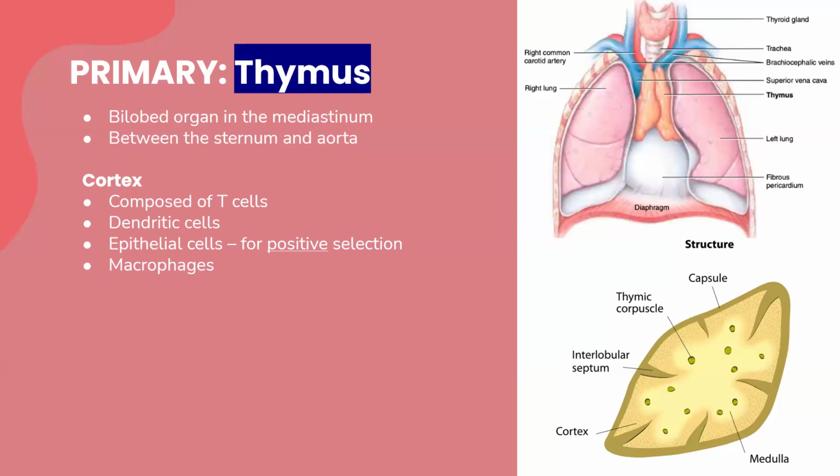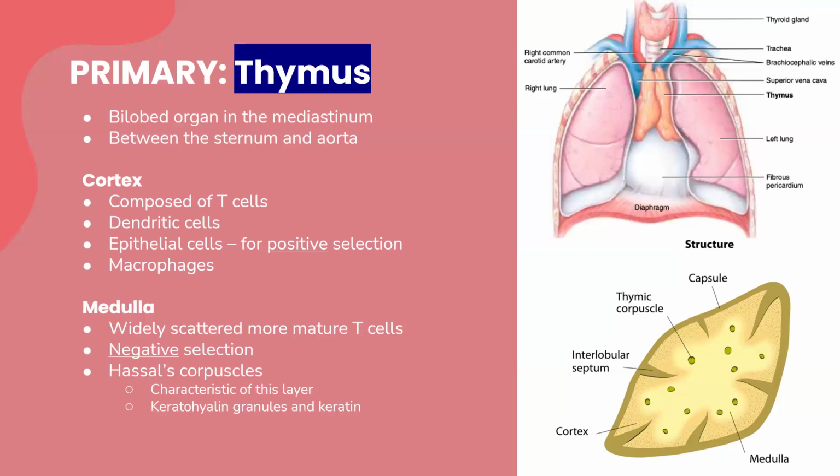Okay. Once the T cells pass the first part, they pass positive selection, they will pass on to the medulla. And in the medulla, you will find very widely scattered, more mature T cells. So kung first year pa lang sila sa cortex, pumasa sila sa positive selection test, they can now go on to the next stage of their maturation in the medulla. Sa medulla, syempre hindi pa sila graduate. They're still in the police academy. They're still in the thymus.